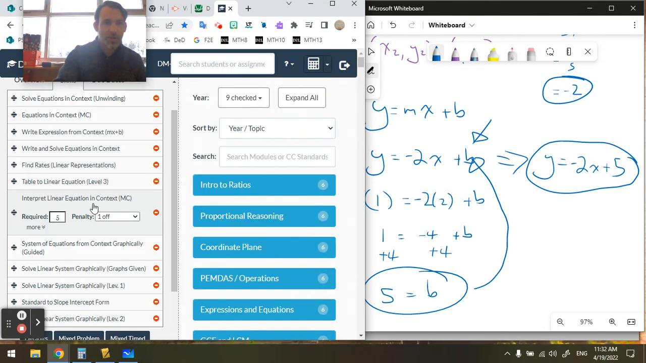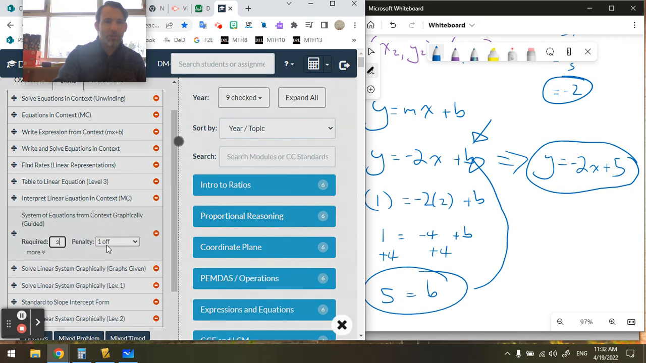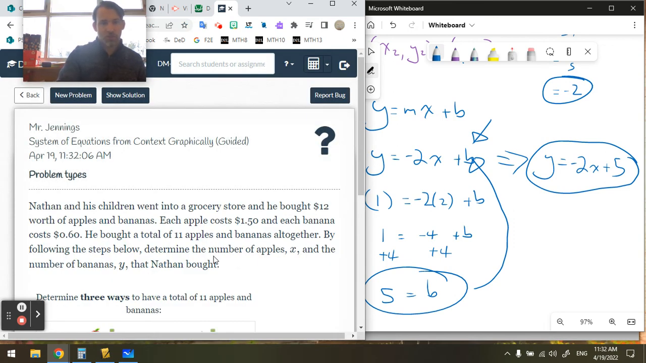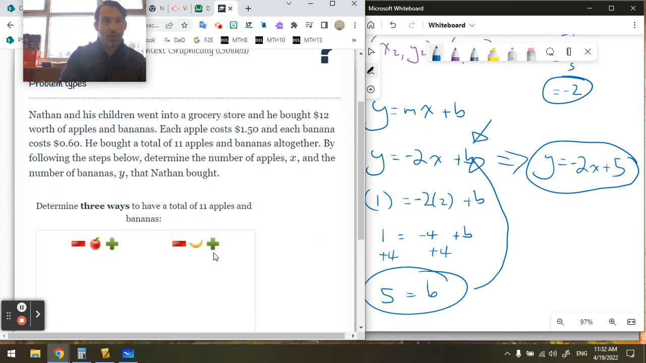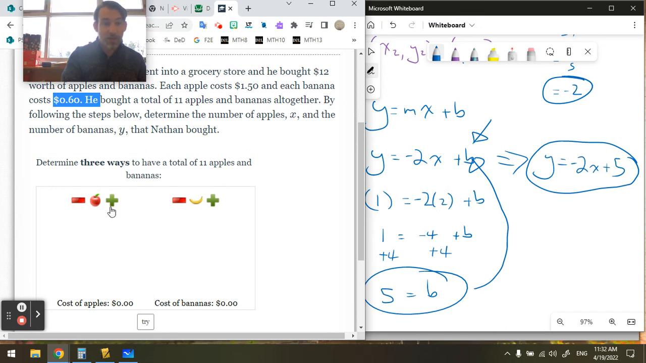Yay. Okay, so you want to have this idea, right? Now we get into systems of equations. Okay, these are cool. I really like these guided problems here. So here we know that he buys a total of 11 apples and bananas, and he spent $12. We know that each apple costs $1.50 and each banana costs 60 cents. So first we want to find 3 different ways he could have bought 11 apples and bananas. That could be 1 apple and 10 bananas.